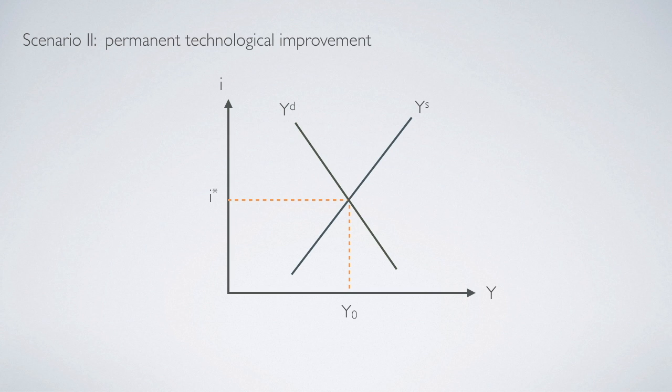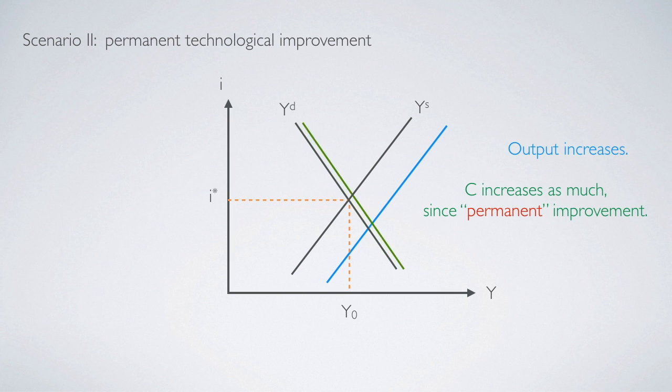And we can extend our model to learn the case where the improvement of technology is permanent. In this case, the previous analysis for the output increase is still the same: technology improvement increases output. But the only thing different here is that now C increases as much as output, because we are talking about permanent improvement. So YD will move out as much as YS moves out.